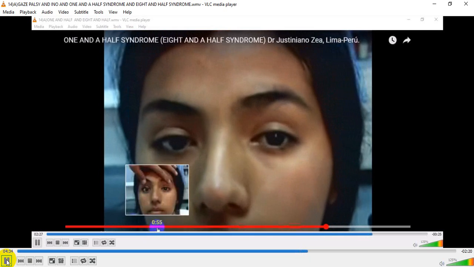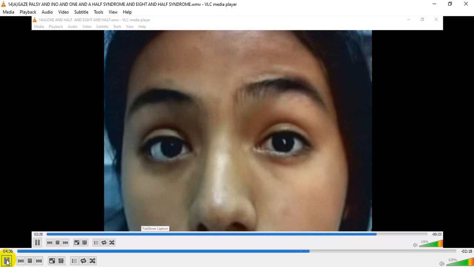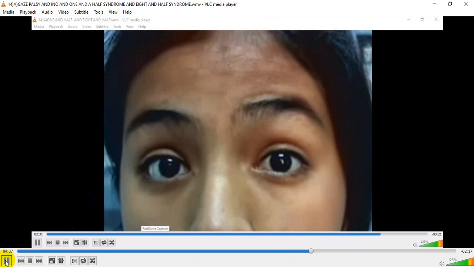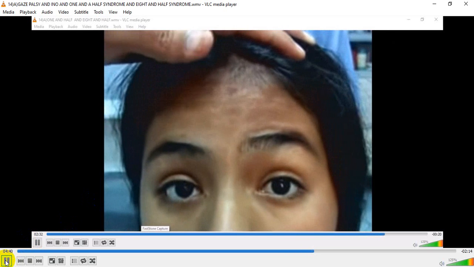Now you are asking a person to furrow, lift the eyebrow. You can see very nice furrowing here. Here the furrowing is less, right? Clear? You can clearly observe that there is no furrowing.